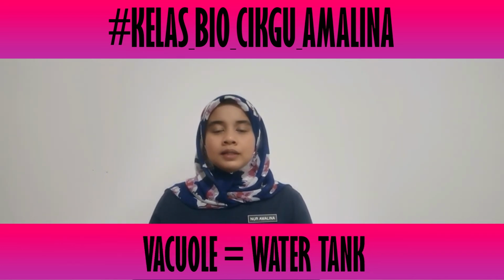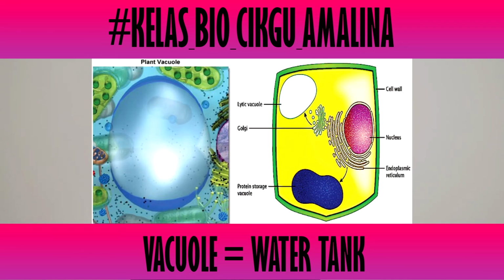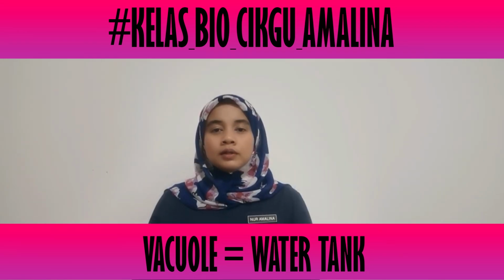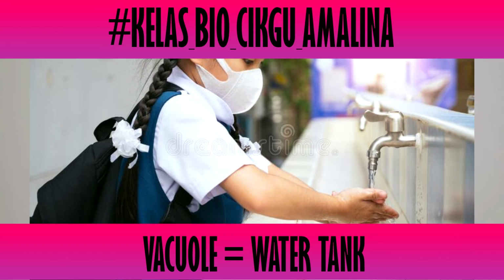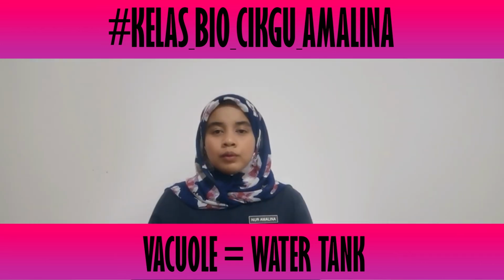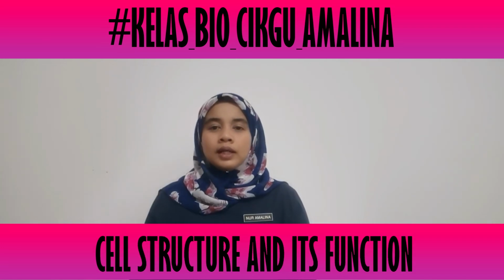And the plant cells also have a large central vacuole that stores water, mineral salts, and at the same time maintains the turgidity of the plant cells. In a school, there is a water tank that stores water for the usage of the whole school community. Vacuole is like the water tank, it stores water. So, that is everything that you should know, understand, and remember about a cell.